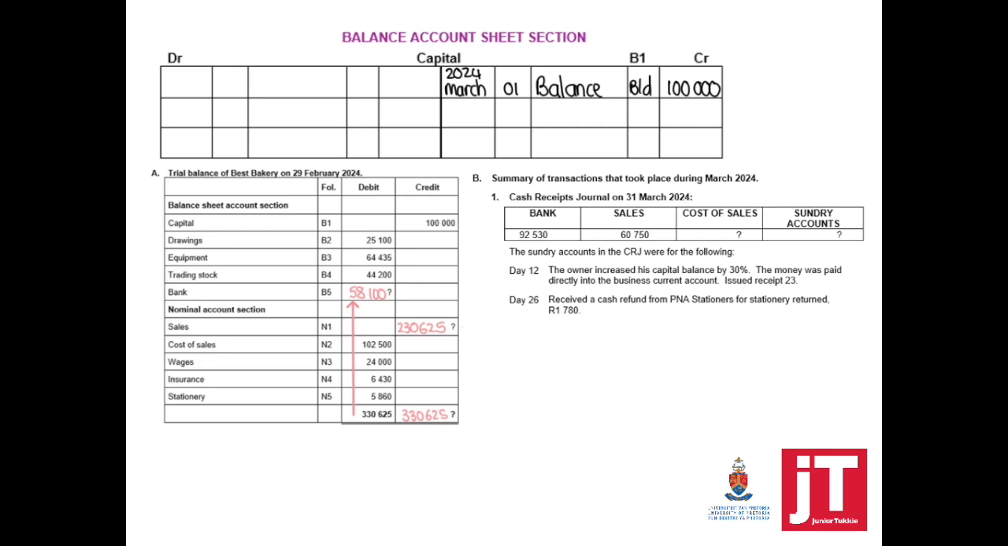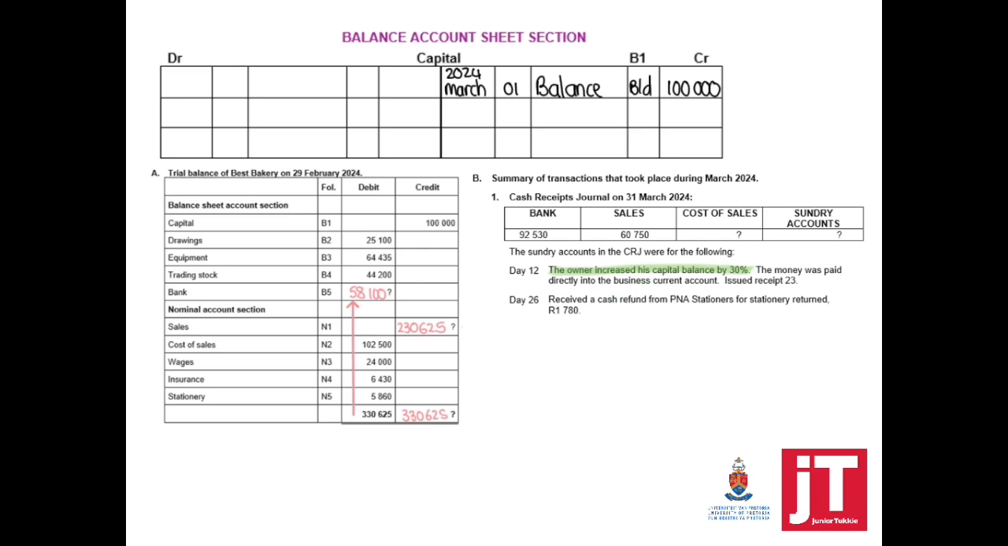From the cash receipts journal, on day 12, the owner increased his capital balance by 50%. The money was paid directly into the business current account, issued receipt. So I don't care at this instance about the money was paid directly into the business bank account or that they issued a receipt. What I care about is on what date did this transaction take place.